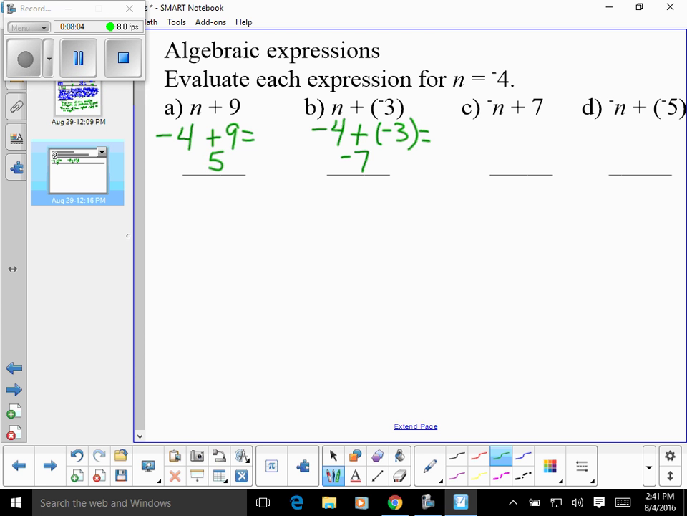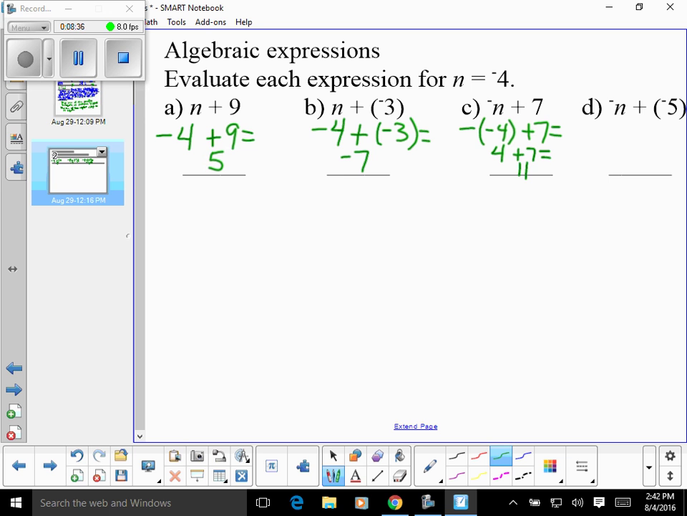Oh, but now look at C. Be careful. C puts us back into what we just learned in lesson 1.3. We've got to take the opposite of. We need to take the opposite of -4 and then add 7. Well, the opposite of -4 is 4 plus 7. So our answer is going to be 11.